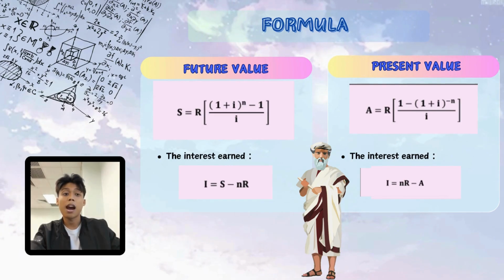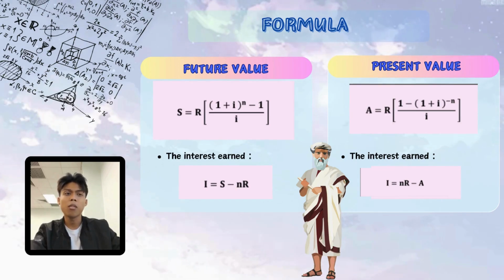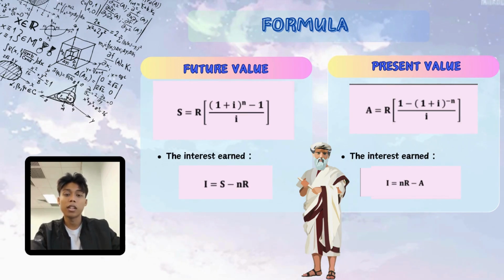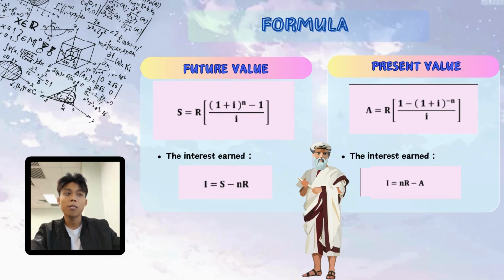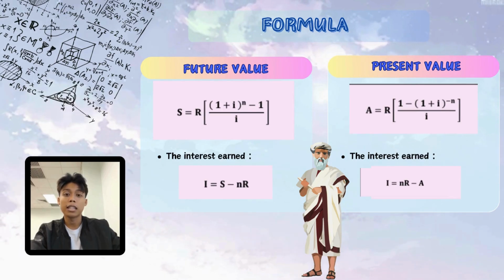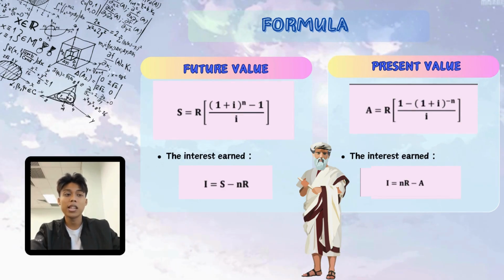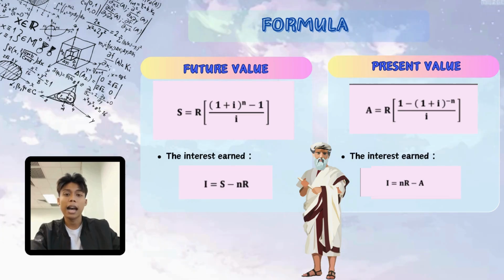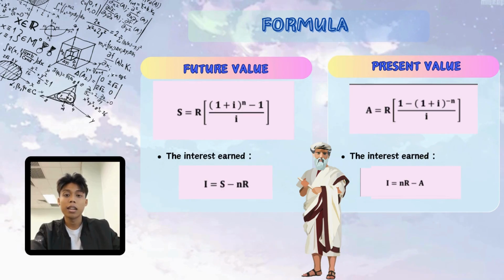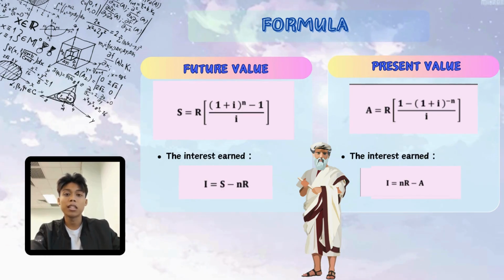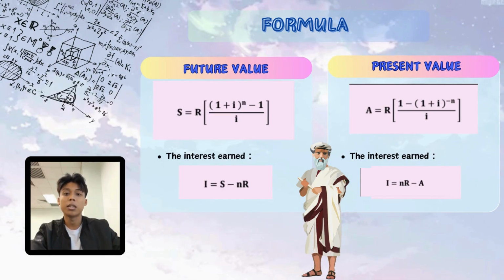To find the interest earned on the annuity, we can use the formula I equals S minus N multiplied by R. Next, let's discuss the present value of an annuity. The formula for calculating the present value of an annuity is A equals R times 1 minus (1 plus I) to the power negative N, divided by I. To find the interest earned on the annuity in this context, we use I equals N multiplied by R minus A. Next, I will let my team members explain the answer to the question related to this chapter.